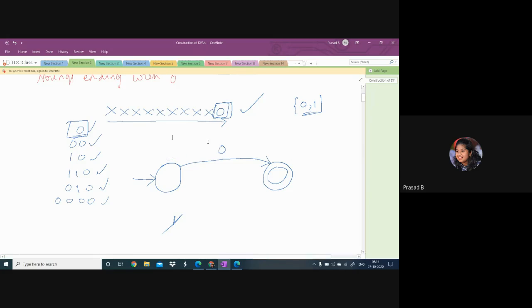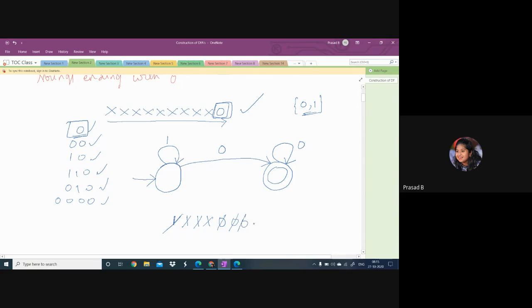So at the initial state, if 1 comes, we remain in the initial state. Again 1, same state, initial. Again 1, again 1. As long as 1 comes, we will be in the initial state. Suppose 0 comes, yes, it is ending with 0. That is the reason, see, we have already defined it, we go to final. And again 0, yes, it is ending with 0. So as long as it ends with 0, it must be accepted. That is the reason in the final state, as long as 0 comes, we stay in the final state.